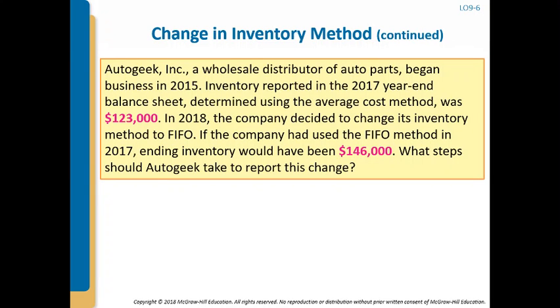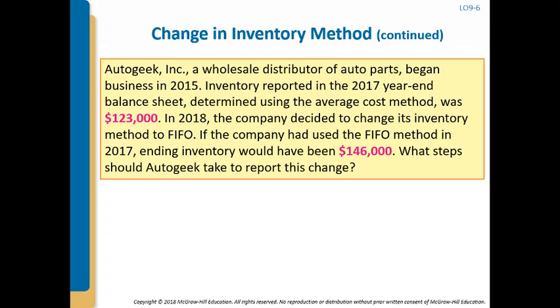And so here we have an example. This company began business in 2015. Inventories reported in the 2017 year-end balance sheet determined using the average cost method was $123,000. In 2018, they decided to change to the FIFO method for inventory cost flow assumptions. If the company had used the FIFO method in 2017, ending inventory would have been $146,000. So what steps should AutoGeek take to report this change?